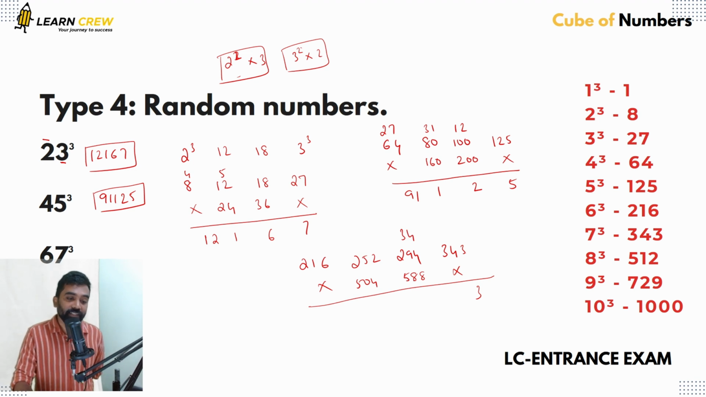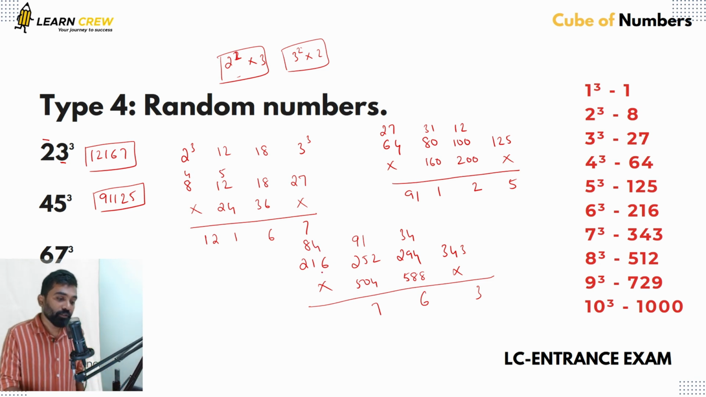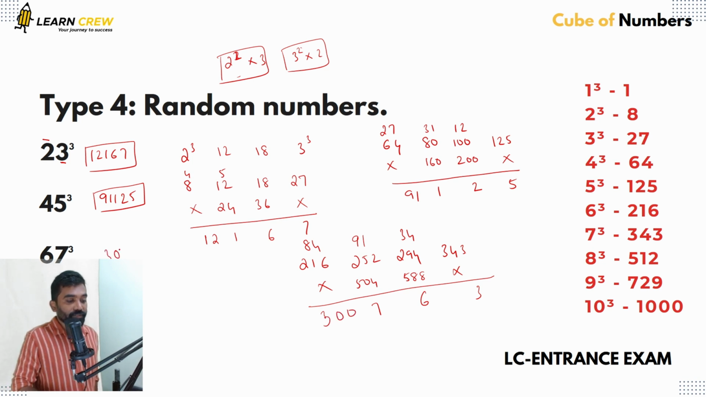This becomes 700. 790. 790 plus 10, 800. 870. 870 plus 30, 900. 908. 912, 916, 691. This becomes 700, 750, 790, 800, 840, 843, 847, 784. This becomes 290, 300. 300763. This becomes the answer for this.